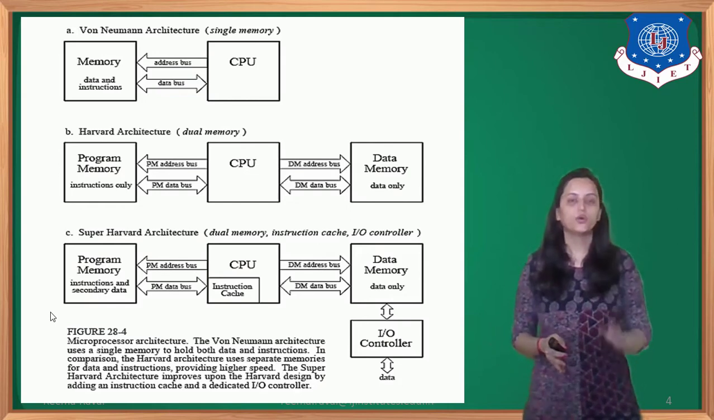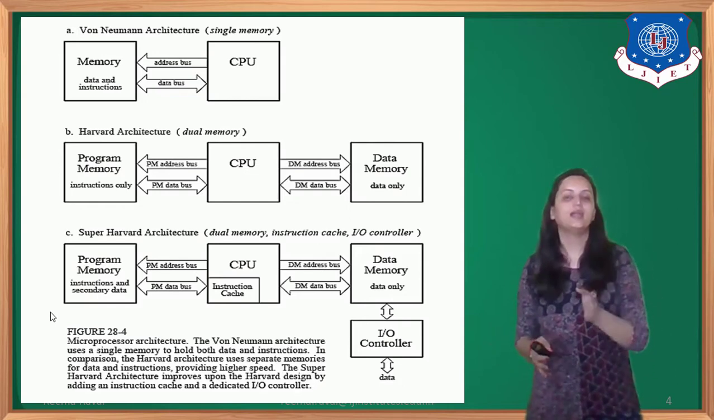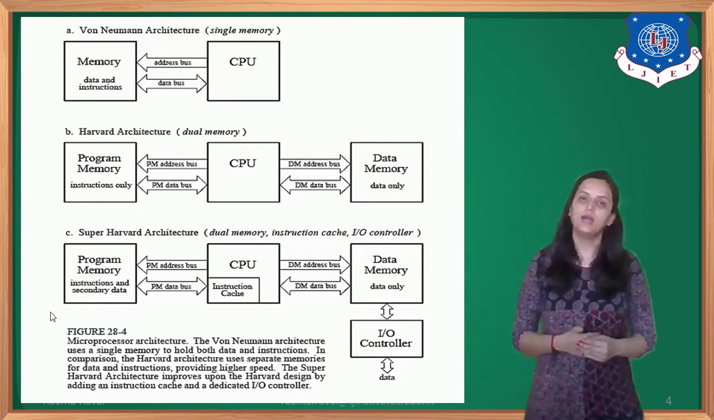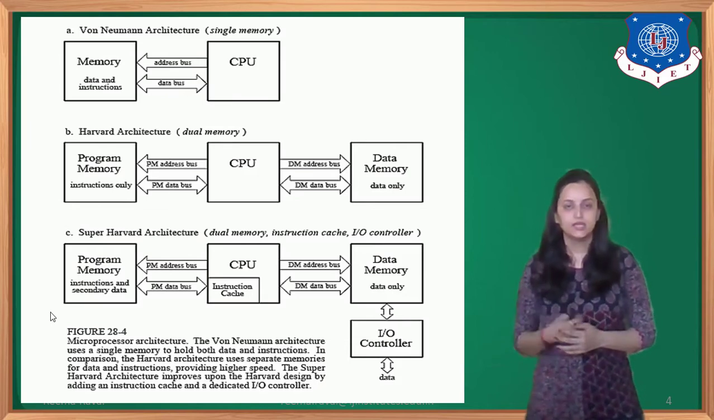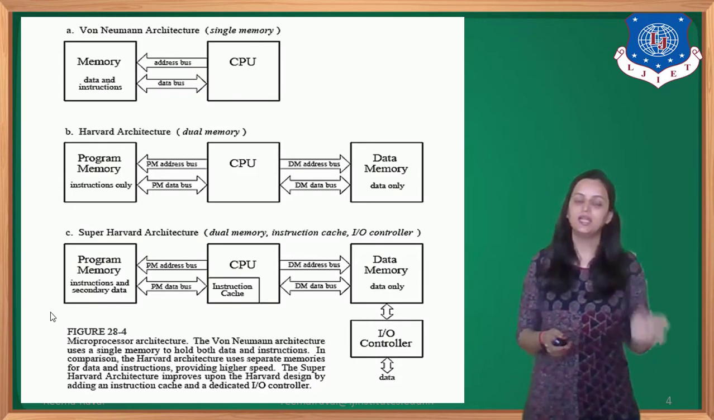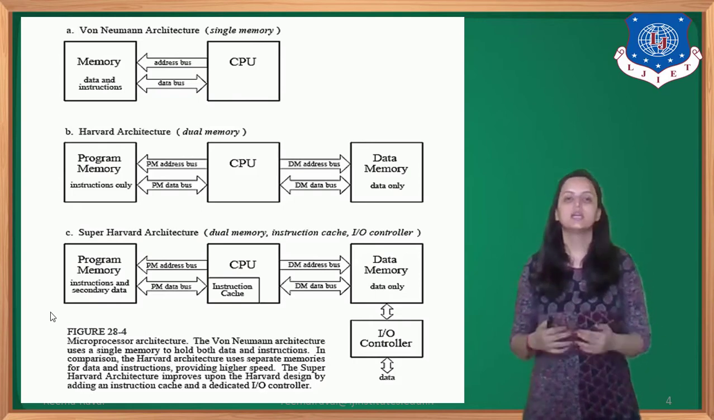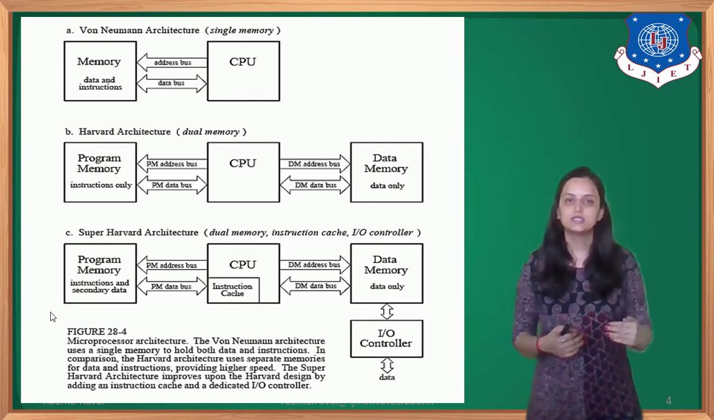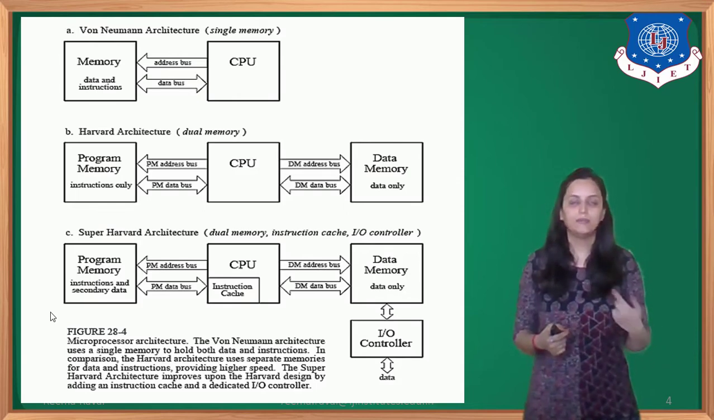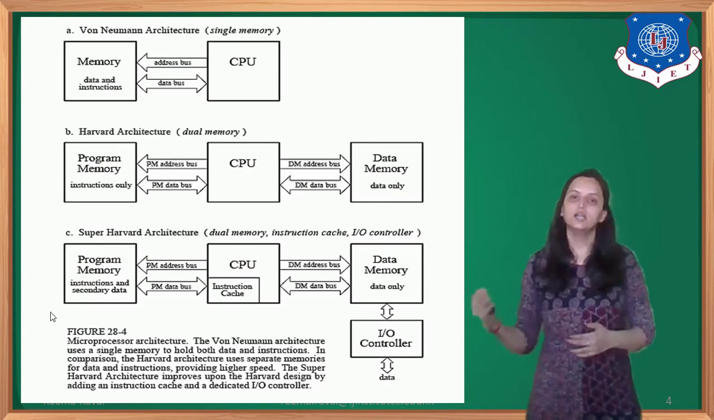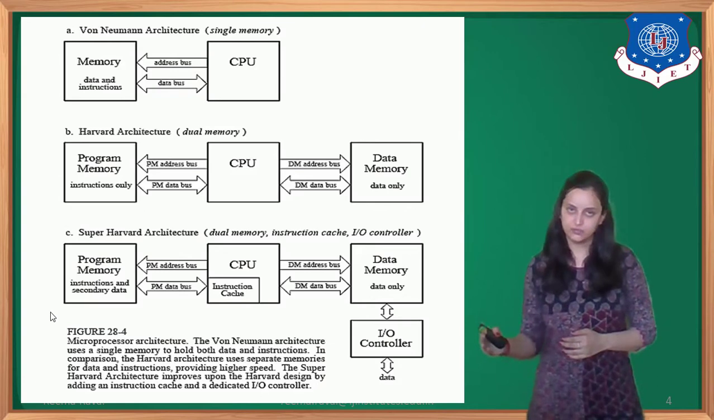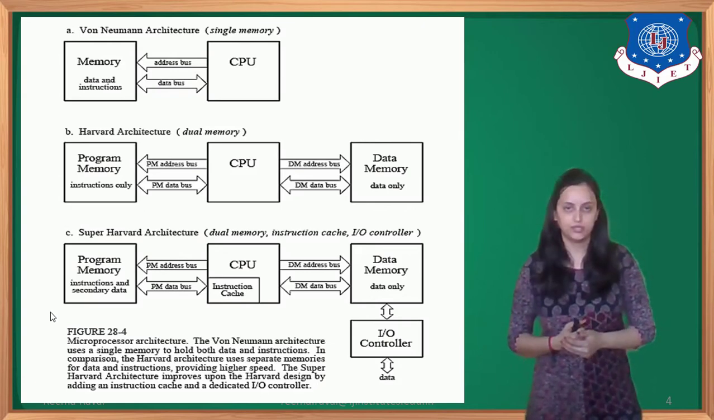Now, the data bus for program memory is referred to as PMD, and the program address bus is referred to as PMA. In the same way, DMA stands for data memory address bus and DMD stands for data memory data bus. So these are the short forms. First is program memory address bus, that is PMA. The second is program memory data bus, that is PMD. On the data memory side, DMA stands for data memory address bus, and DMD stands for data memory data bus.